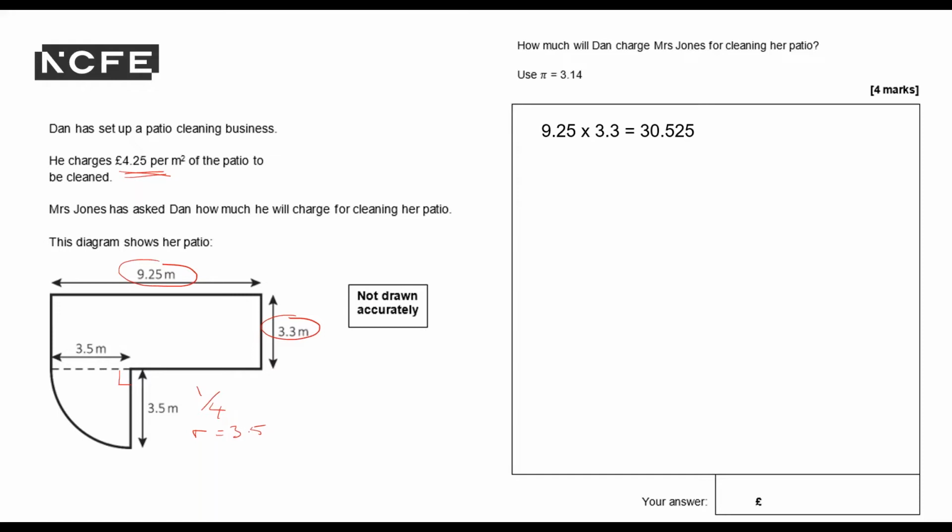And then the area of a circle is pi r squared. So it's a quarter pi r squared. So I'll do pi r squared. So I'll do 3.14 times 3.5. I'm just going to write times 3.5 because I can't very easily write squared. So I'll do 3.5 times 3.5 equals 12.25, times 3.14 is 38.465.